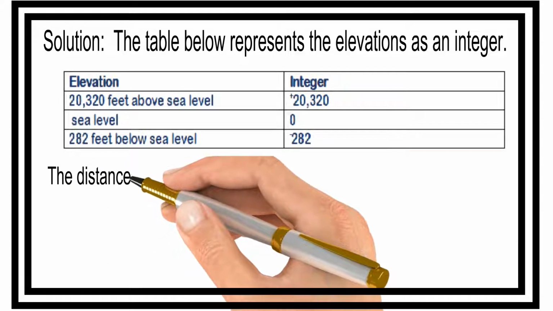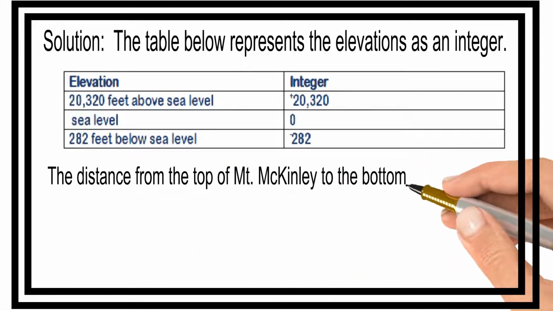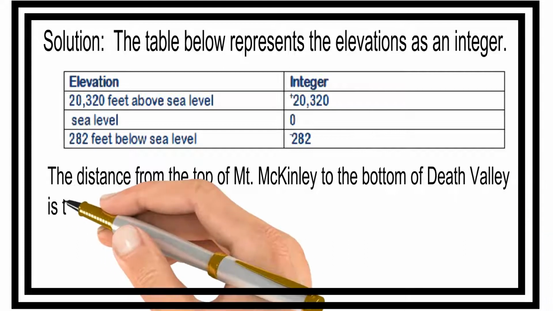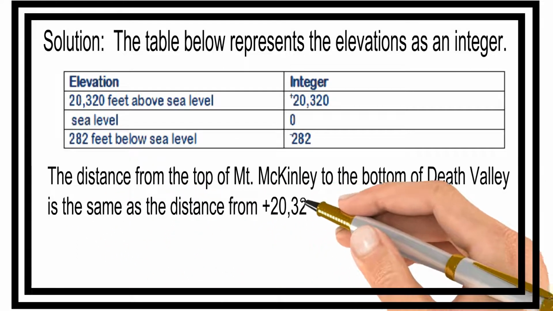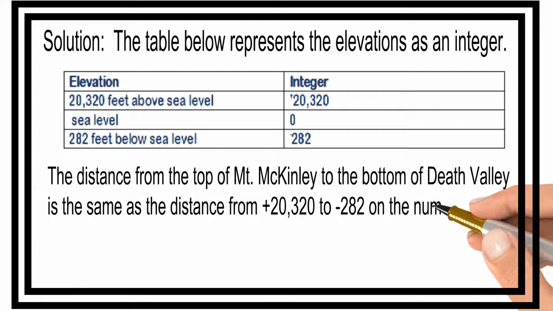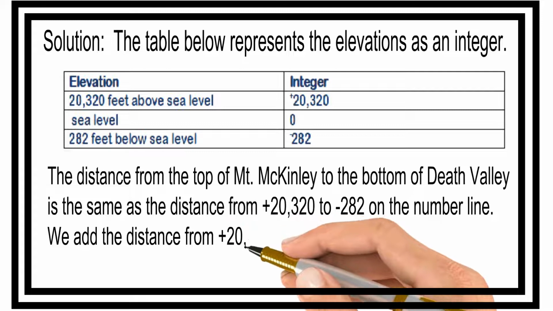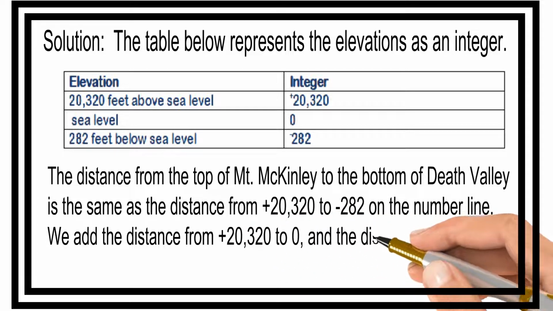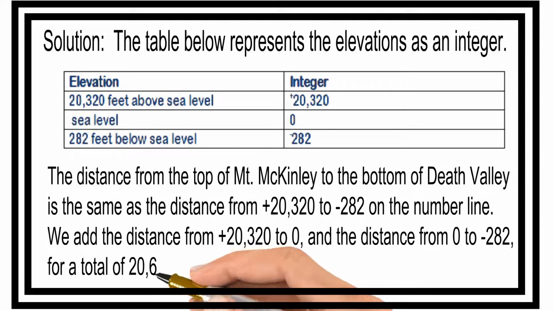The distance from the top of Mount McKinley to the bottom of Death Valley is the same as the distance from positive 20,320 to negative 282 on a number line. We add the distance from positive 20,320 to 0, and the distance from 0 to negative 282, for a total of 20,602 feet.